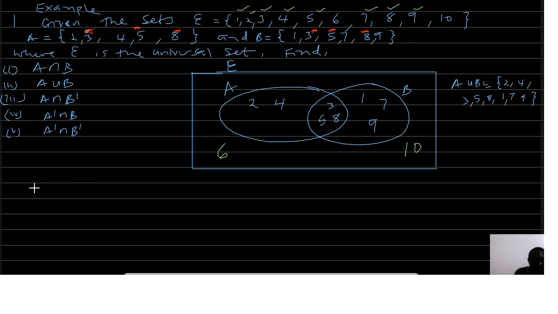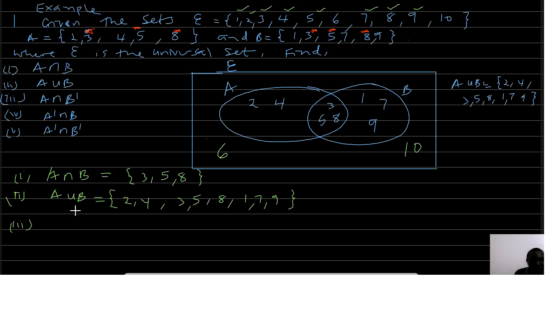Roman numeral 1, they need us to find A intersection B. A intersection B is a set which has 3, 5, 8. Roman numeral 2, A union B. Members, you can see that we have already got A union B here: 2, 4, just transferring 3, 5, 8, 1, 7, 9. Roman numeral 3, we need A intersection B complement.